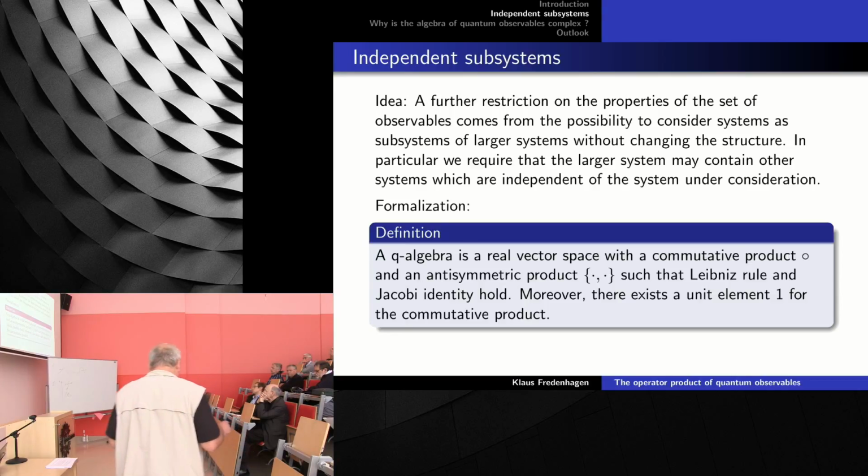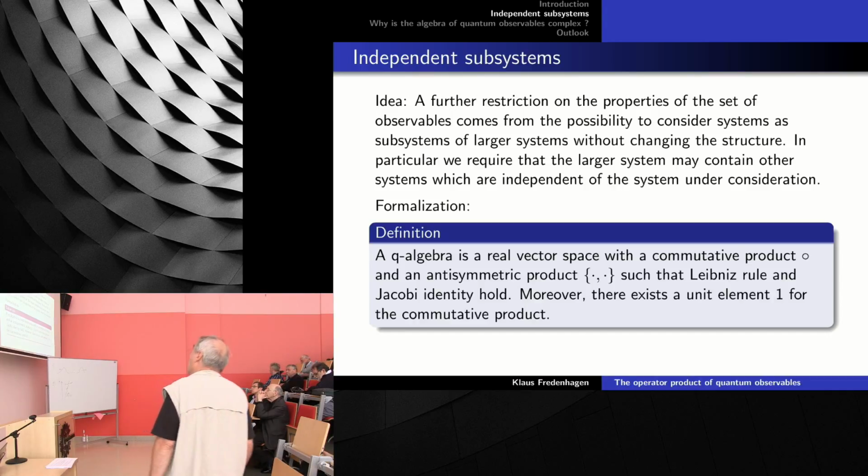When we look at a physical system, it should be to some extent irrelevant whether the system is part of a larger system or not. In particular, when I have different systems which are independent, I should be able to consider them as parts of a joint larger system. And I want to formalize this idea in the following way.